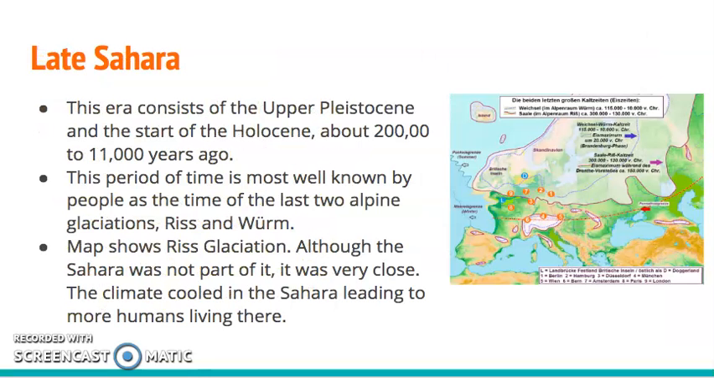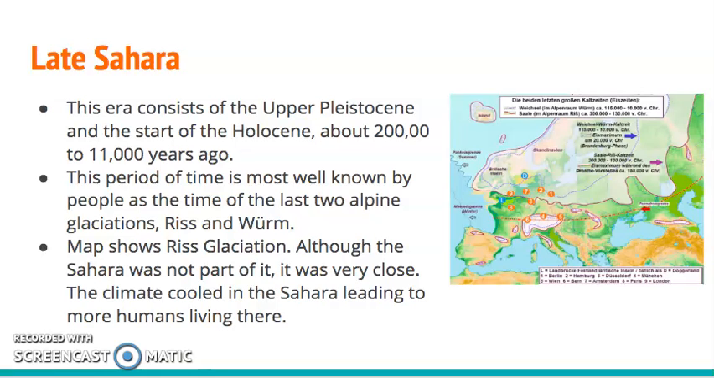The next era is the late Sahara. This era I'm considering is about 200,000 to 11,000 years ago. This falls into the Upper Pleistocene and the Holocene geologic eras. The Holocene is the geological time period we are currently in. This period is when the last two alpine glaciations occurred, Riss and Würm. The Sahara was not directly hit by either glaciation, but the climate did cool down significantly.